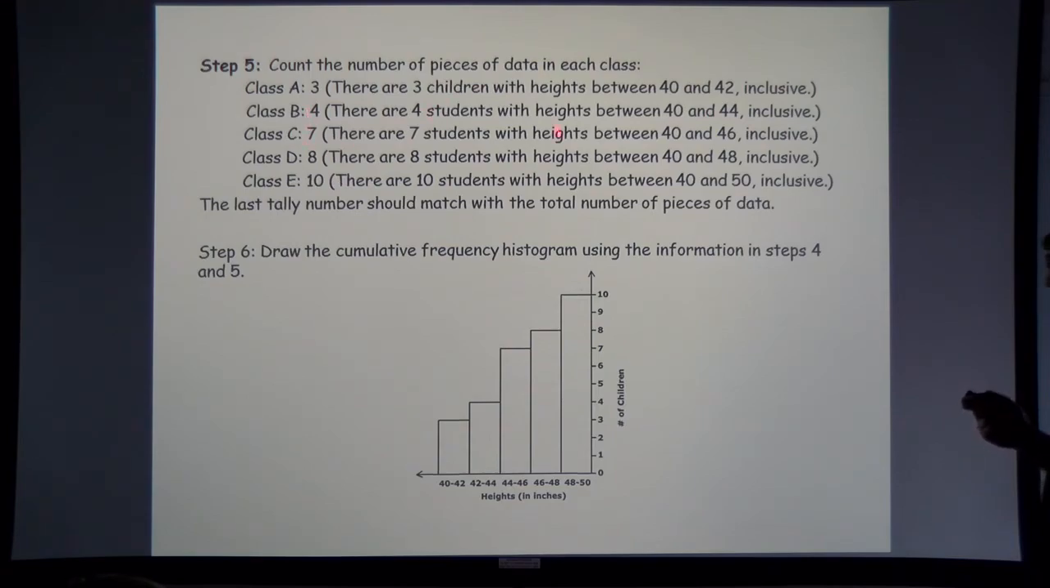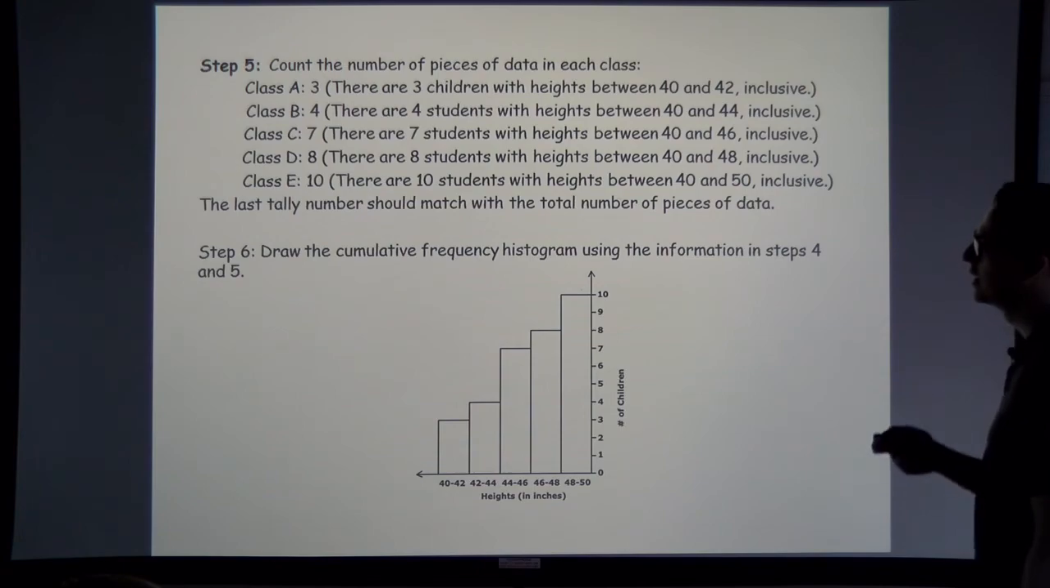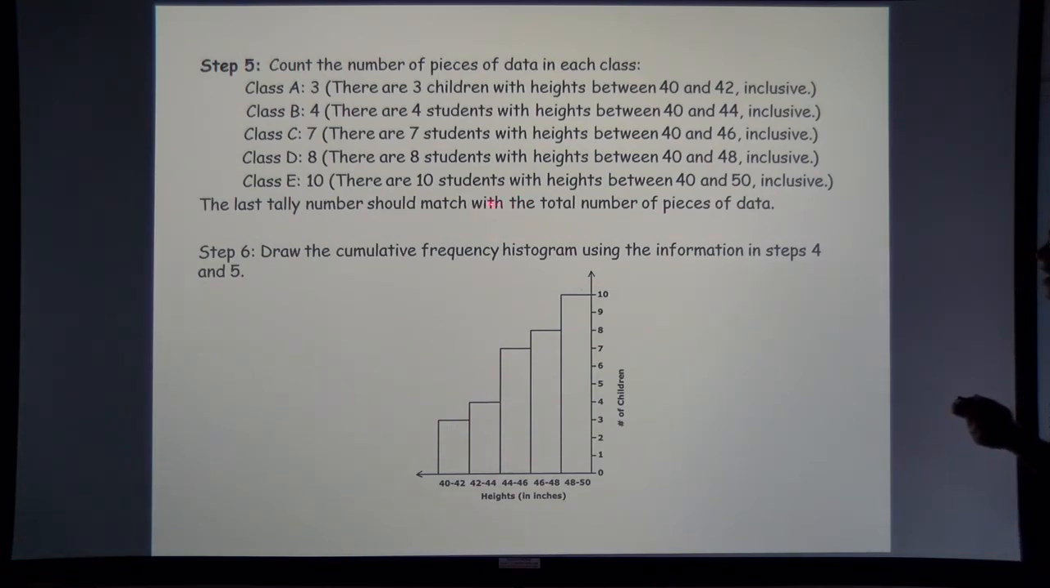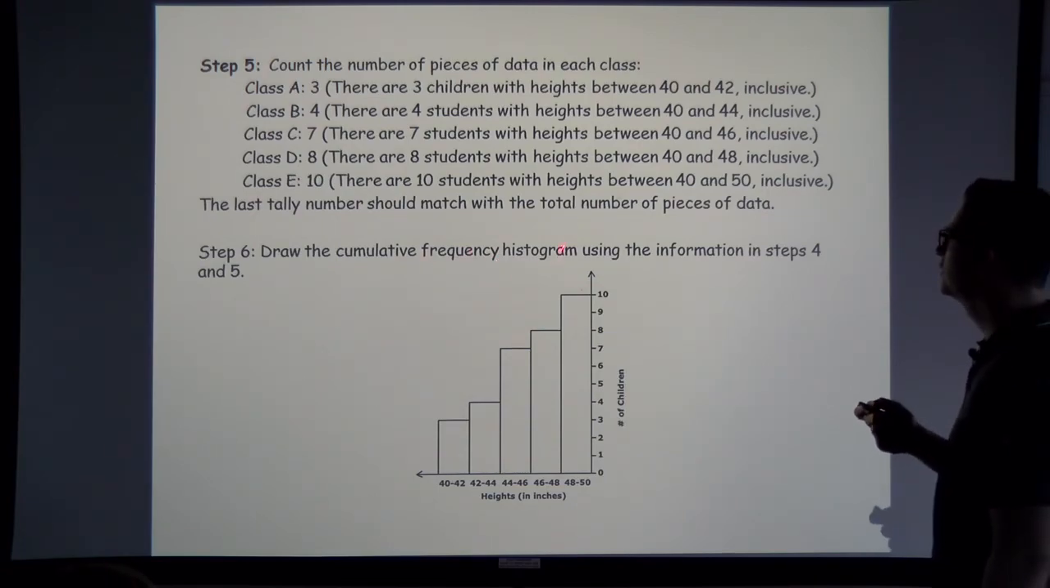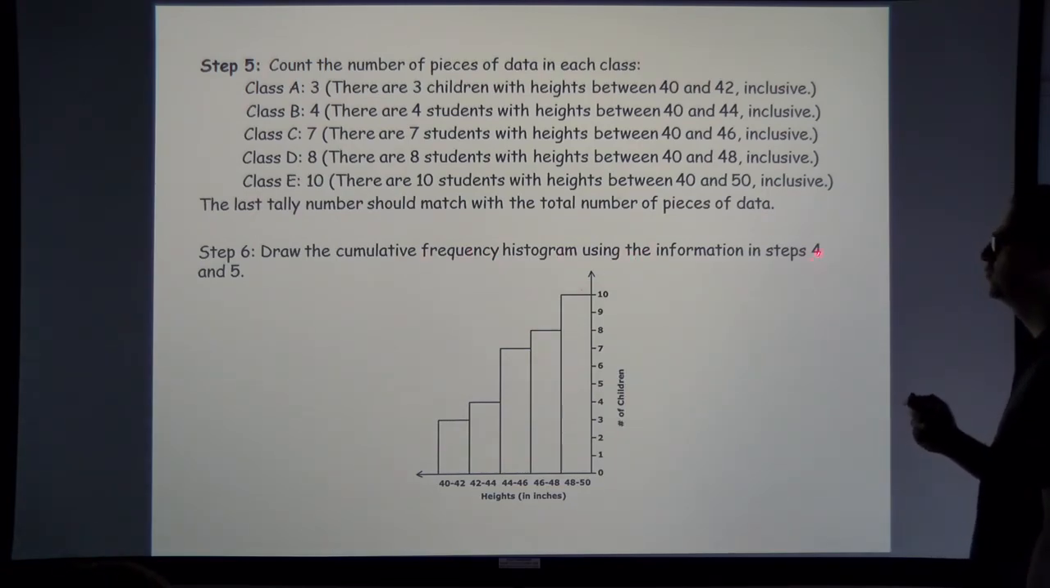Class B, there's 4 students with heights between 40 and 44. So just what I was saying, okay? The last tally number should match with the total number of pieces of data. Draw a cumulative frequency histogram using the information in the 4 steps.